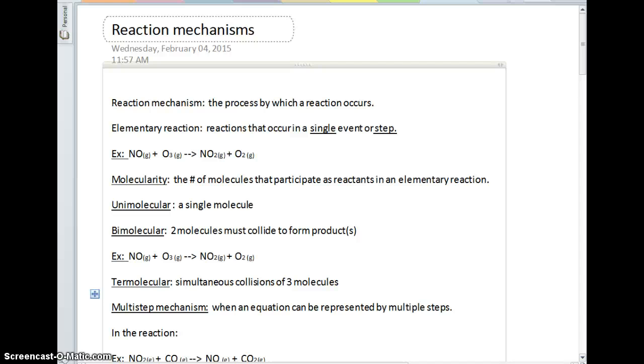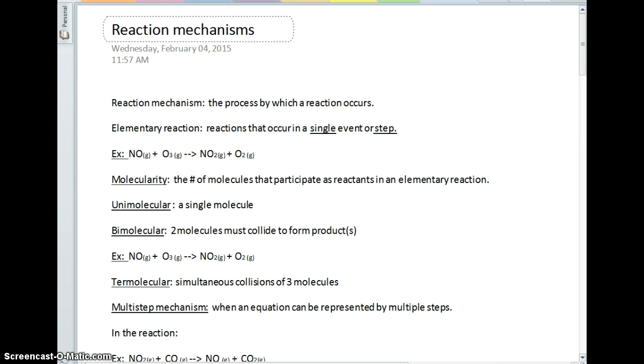Ladies and gentlemen, tonight's talk is about reaction mechanisms, and this is just going to be part one. We're going to give you some of the basics of it, and then later on in part two, we're going to dive into what happens when we have fast reactions and slow reactions. We'll dive into how to write rate laws and what a rate determining step is. So let's just go over some of the basics here first to start off with.